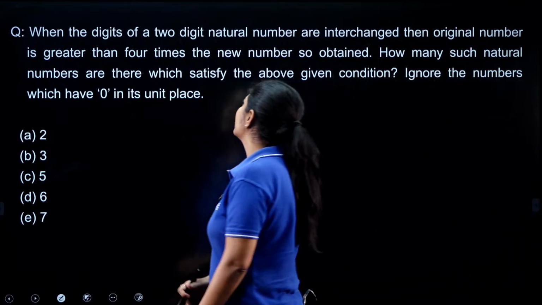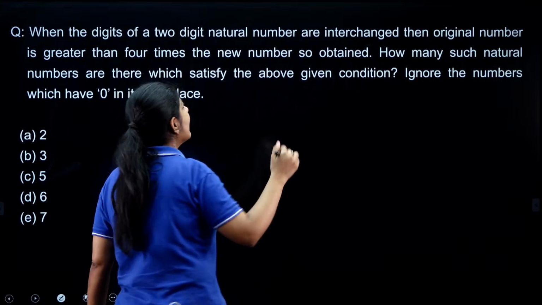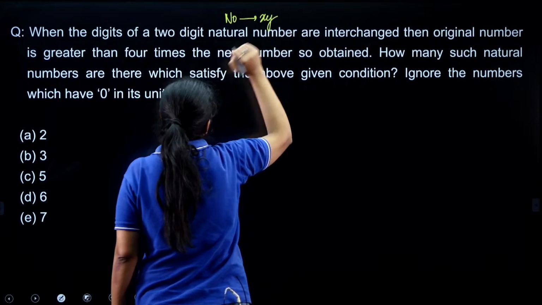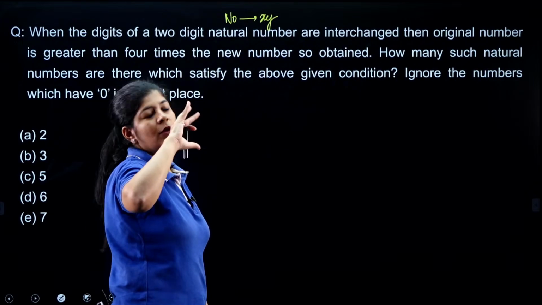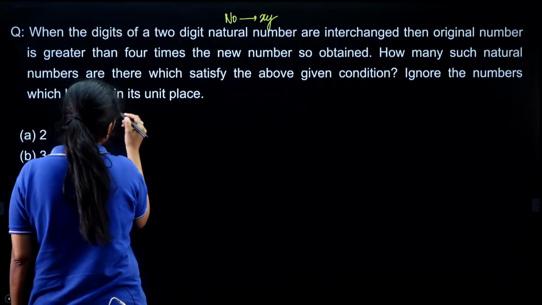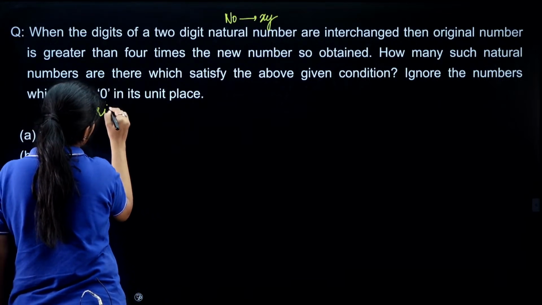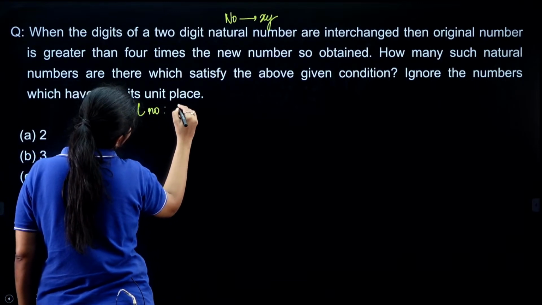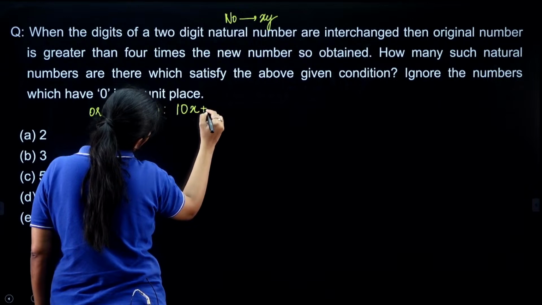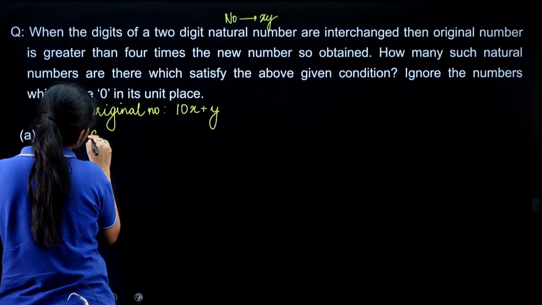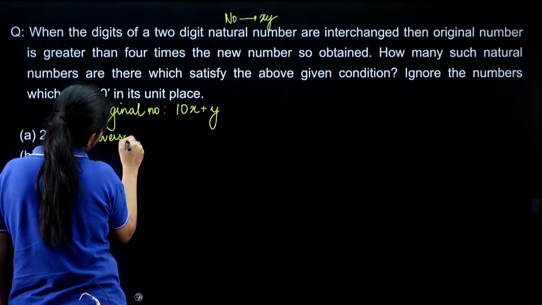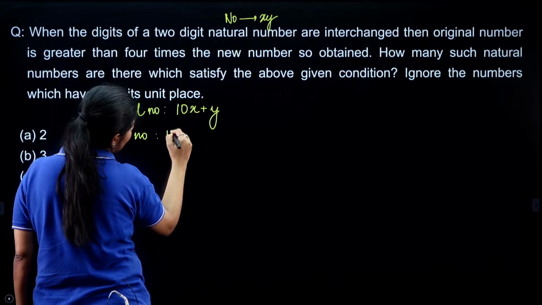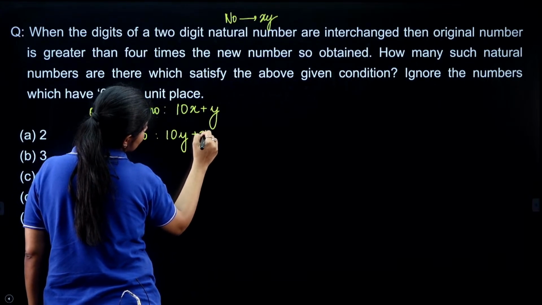I am just assuming that the natural number I am having is xy. But in terms of digits, I can write the original number as 10x plus y. If I reverse this, then the reversed or interchanged number that I get is 10y plus x, right?